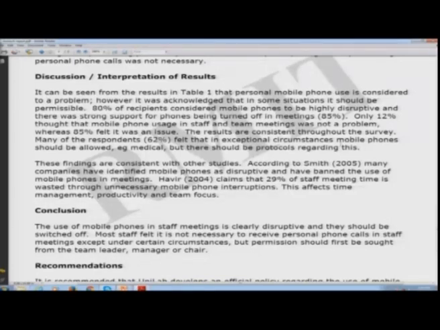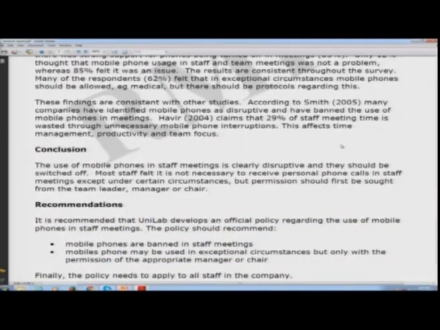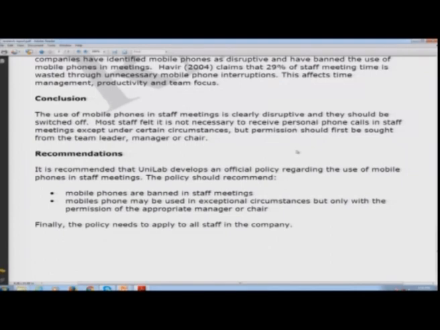These findings are consistent with other studies. According to Smith 2005, many companies have identified mobile phones as disruptive and have banned the use of mobile phones in meetings. Huawei 2004 claims that 29% of staff meeting time is wasted through unnecessary mobile phone interruptions. This affects time management, productivity and team focus. So, referring to some other studies, the researchers here clearly say that mobile phone usage is disruptive.